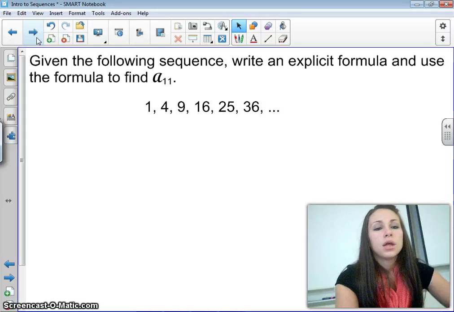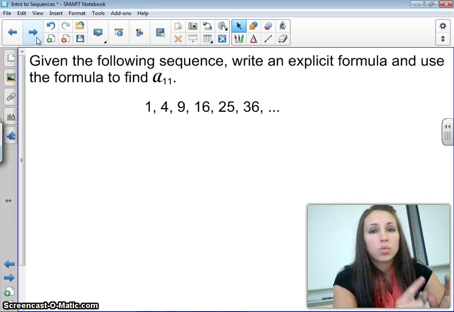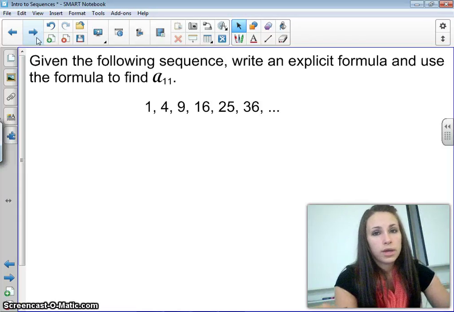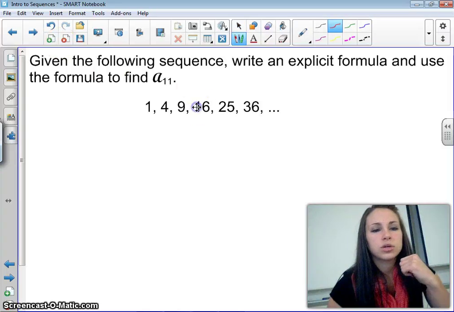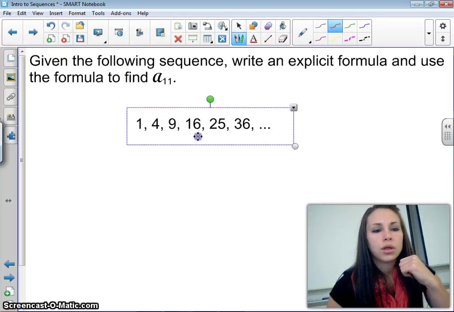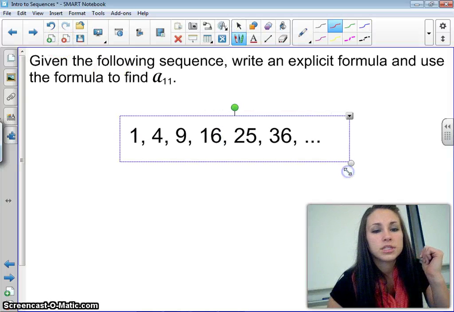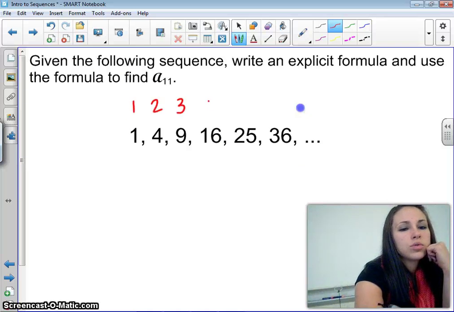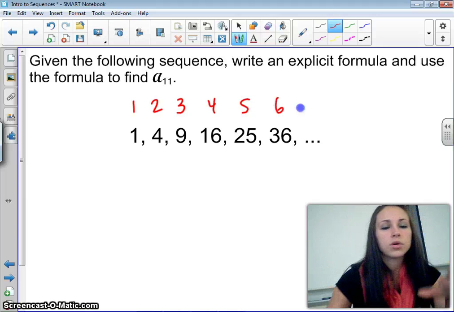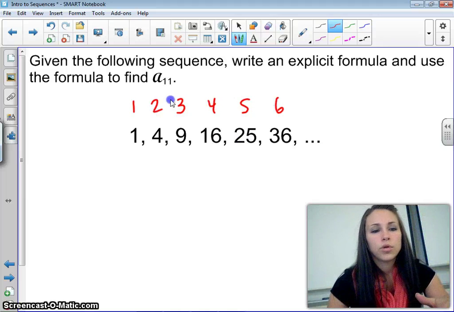Given this following sequence, we want to write an explicit formula and then use the formula to find A11. Now, in an explicit formula, it's not like a recursive where you have to tell me what A1 is. You don't have to do that. It doesn't matter. This explicit sequence is based on the number of the term itself. So I'm going to make this bigger, and I'm going to label above it: this is 1, 2, 3, 4, 5, 6. Those are my terms, and then these are the actual numbers that they are.